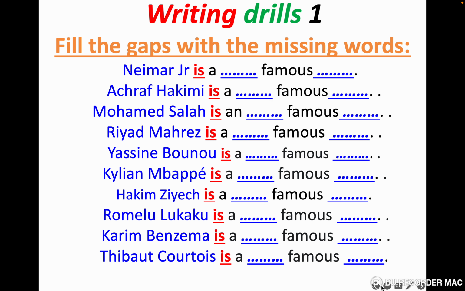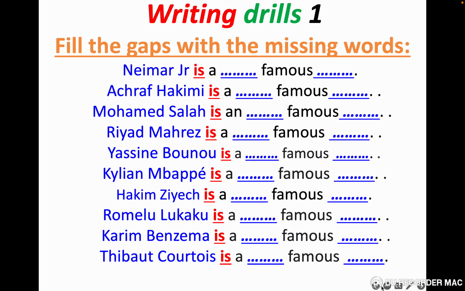Now we have famous people, and there are two missing words. Neymar Jr. is a famous. Ashraf Hakimi is a famous. So the first one you write the nationality, and the second one the job. What's his job? Is he a doctor? For example, Neymar is a Moroccan famous doctor. So I think it's not correct. So you need to write the correct nationality and the correct job. Ashraf Hakimi the same. You need to write his nationality and his job. So Ashraf Hakimi is a French musician. So it's not correct. You should write the correct one.